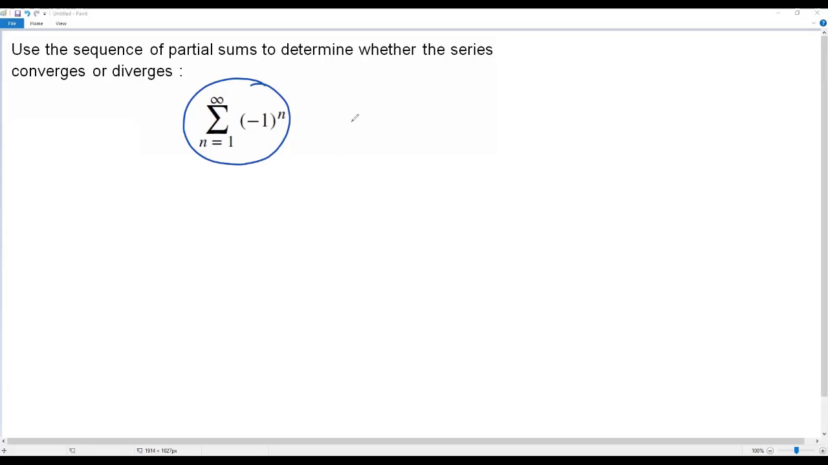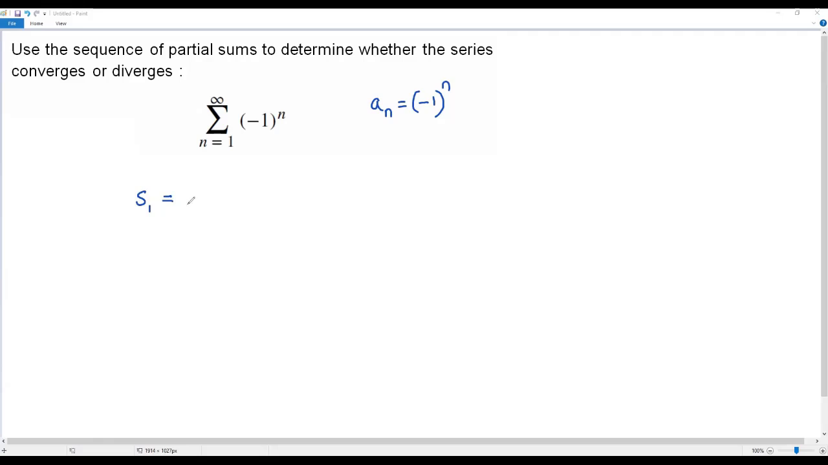sequence of partial sums. So for that, first I have to write the nth term of the given infinite series. That is nothing but the stuff we have here, (-1)^n. If I plug in n equals 1, I'll get the first term of the series. If I plug in n equals 2, I'll get the second term of the series. Now let me find the first partial sum, that is S1.